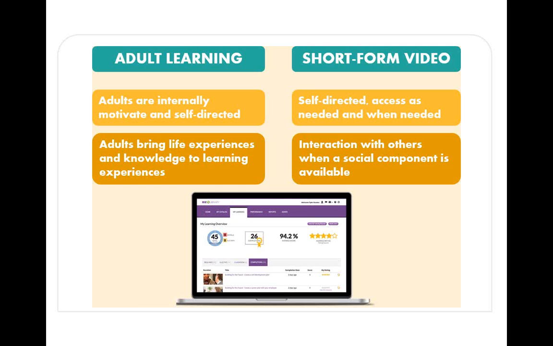So think about short-form video. It's self-directed. We can learn it on our own, at our own pace, when we need it, when we want it. And video gives us a chance to watch and observe the behaviors of others right in front of us and learn from what other people are showing and illustrating to us. So it captures, in many ways, some of the very best elements of social and informal learning and brings it to us and makes it incredibly convenient.